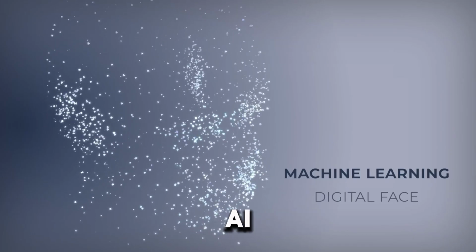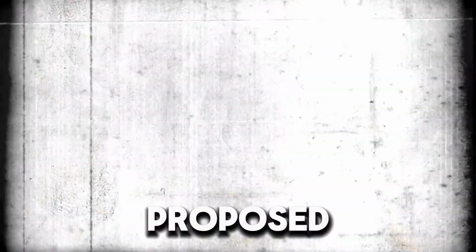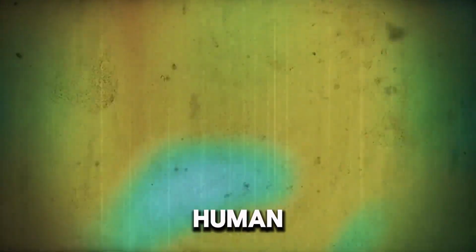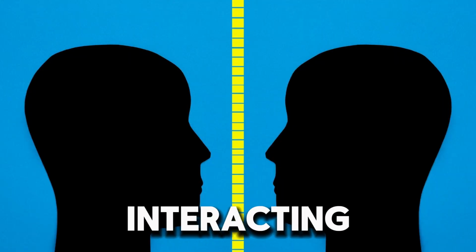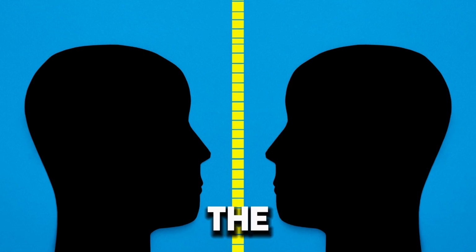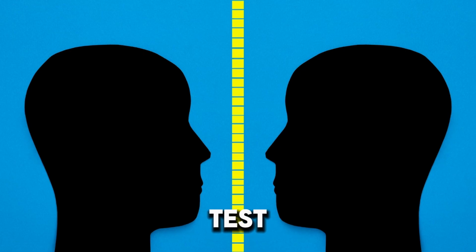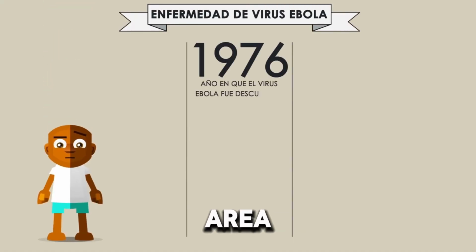Another fascinating AI concept is the Turing test. Proposed by Alan Turing, the Turing test determines whether an AI can exhibit behavior indistinguishable from a human. If a human cannot tell whether they're interacting with a machine or a person, the AI is said to have passed the test. Ethical AI is another growing area of concern.